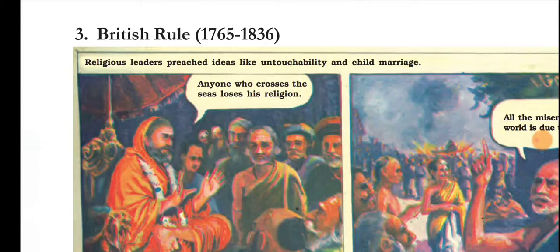So, sorry, here actually, what I want to say is that there are some religious leaders who try to preach, means spread, ideas like untouchability and child marriage. They were not reformers. These were religious leaders. So religious leaders were different from reformers. Religious leaders used to say that anyone who crosses the sea loses his religion. They wanted to make the people scared, that those who would go out of India and cross the seas would lose their religion.